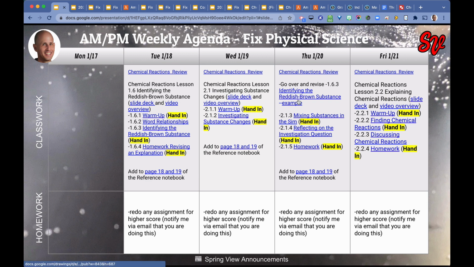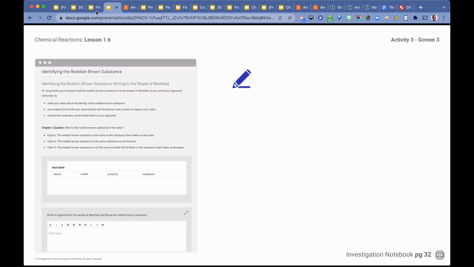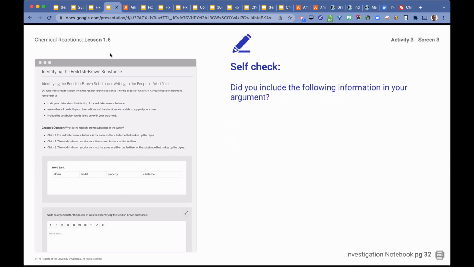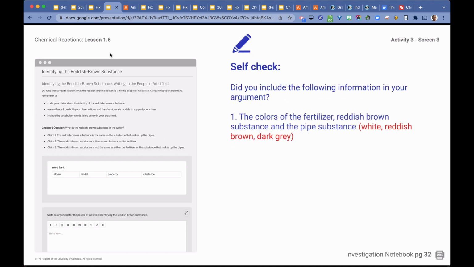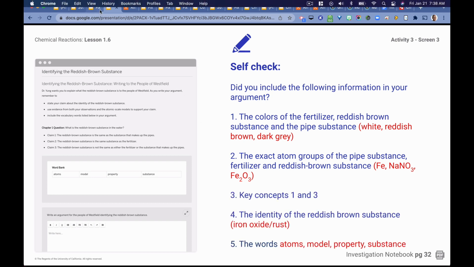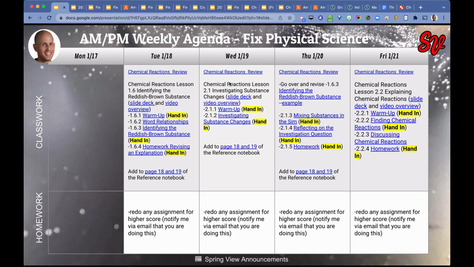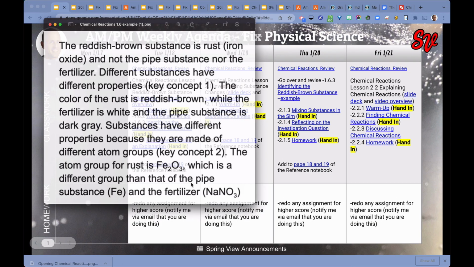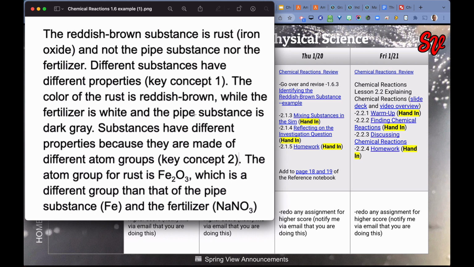Alright, then on Thursday, we did revisions on 1.6.3, and let's take a look at that. They had to check, and I gave them feedback, they had to use the feedback and double check that they included these specific things in their argument. They had to have these things. And I also provide an example that they can take a look at. This gives an example of how it should have been done.